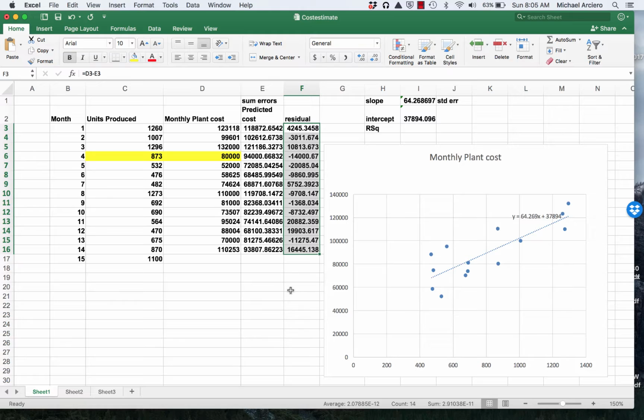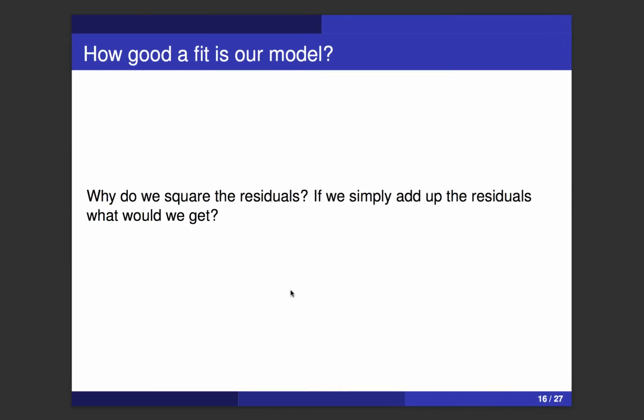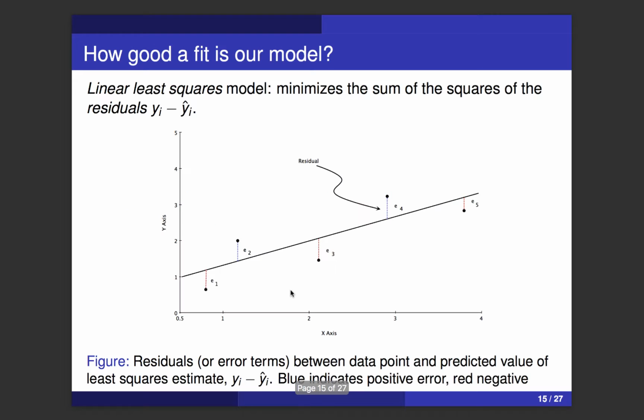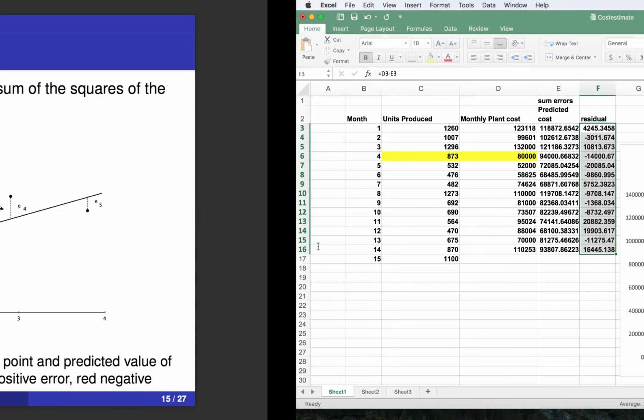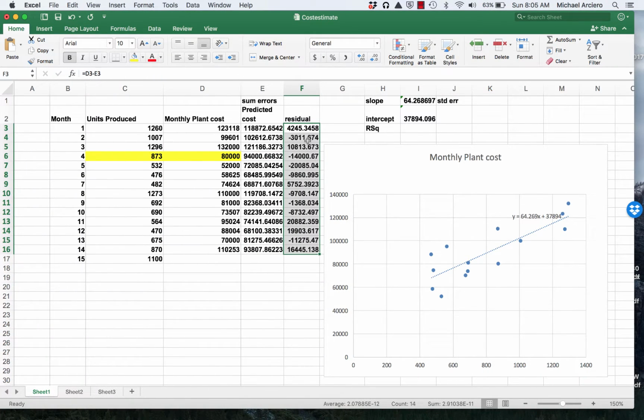And the issue, or what's happening, is that the positive residuals and the negative residuals cancel each other. So what we'd like to do is square them. All right. So we square those residuals, add them up, and that's going to give us an error. That's the error that's minimized by our least squares fit.